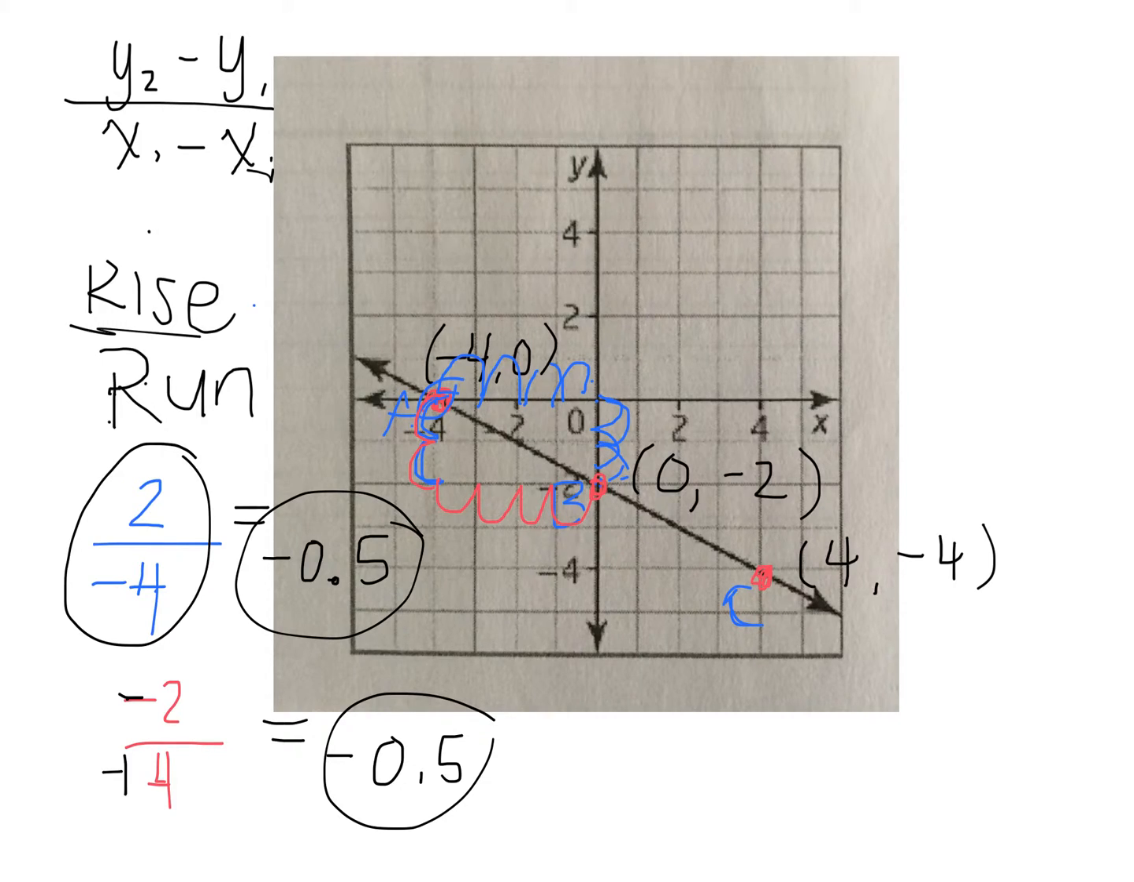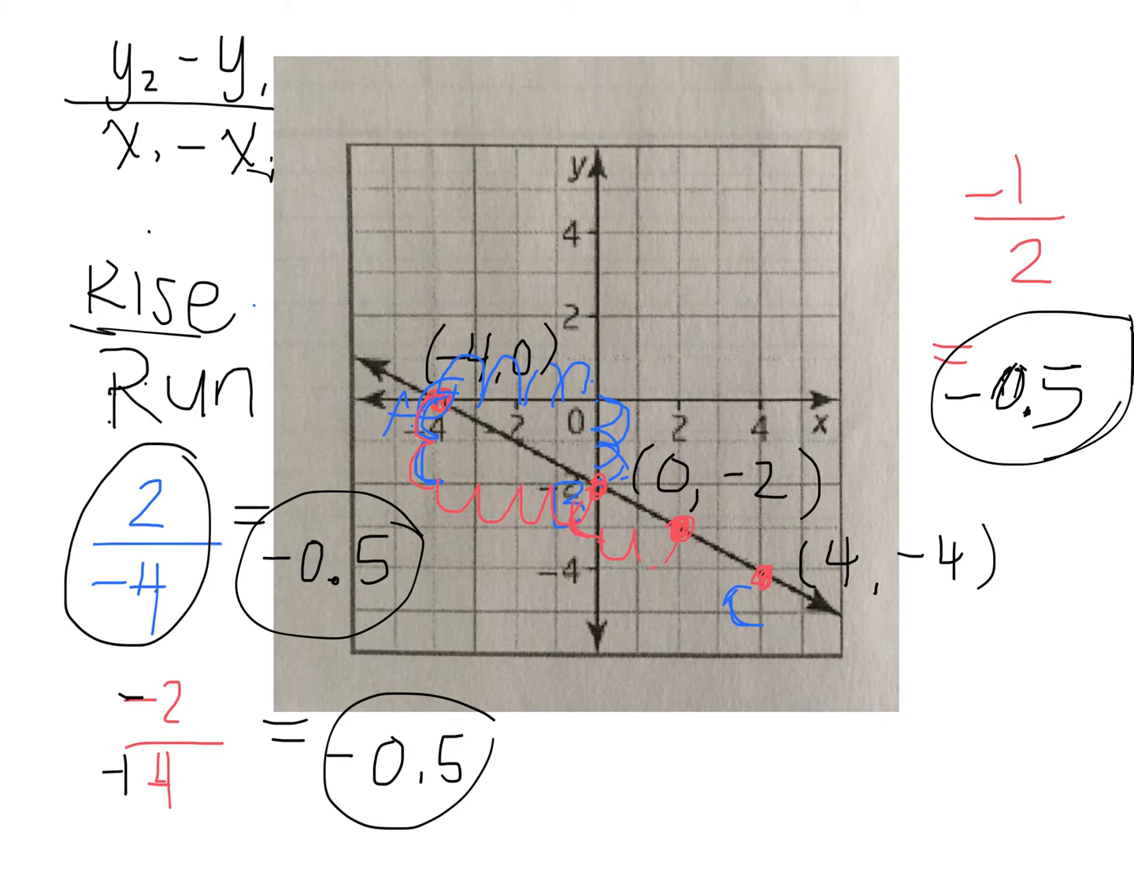Okay? What if I choose this point here? Everyone look here. This point. Let's count. I'm going, look here, down 1, so -1, and across 1, 2, so +2. What's -1 divided by +2? -1 divided by +2 is good, -0.5. It's the same answer.